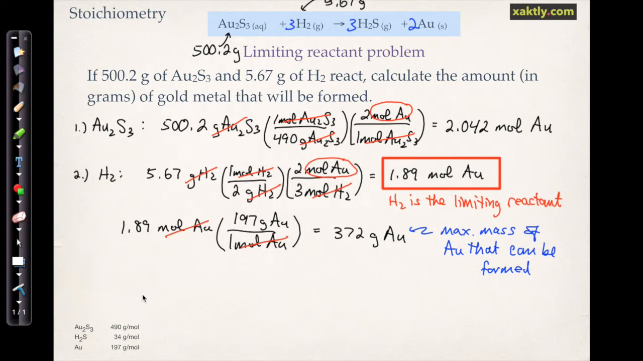Now, if we're clever, we notice that we probably could have determined which reactant was limiting without going through some of these calculations. If you look at the left-hand side of the equation, it's 1 mole of gold(III) sulfide for every 3 moles of hydrogen. And if we go up to our calculation and stop in the middle here, we notice that this calculation gives us a little bit more than 1 mole of gold(III) sulfide, but less than 3 moles of hydrogen gas. So that right away tells us that hydrogen would have been the limiting reactant.